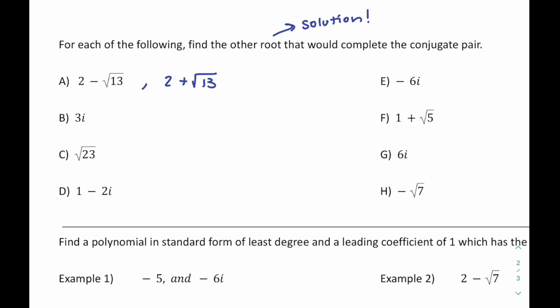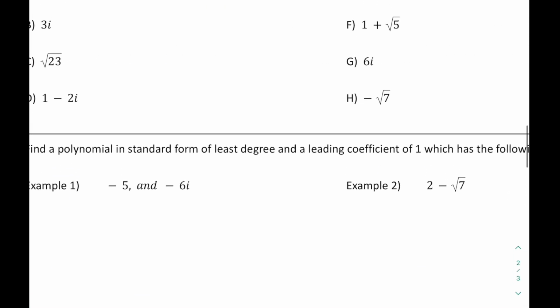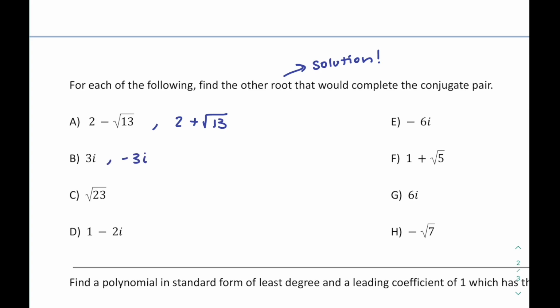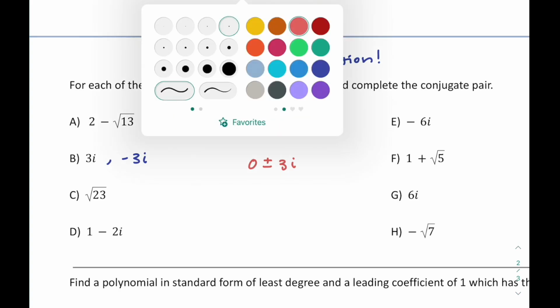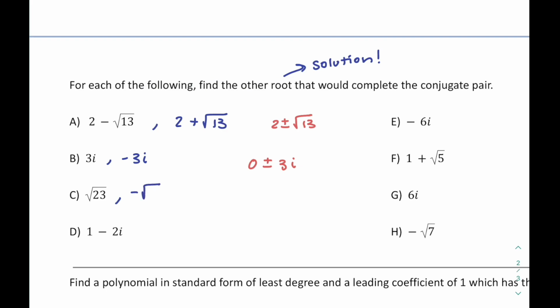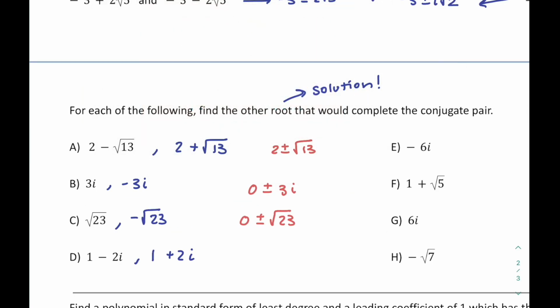On the next one, to get 3i as a solution, you would have had to have 0 plus or minus 3i. So since we have positive 3i, we end up with negative 3i as the other solution. I'm just writing it out again. I really want you to imagine what that looks like at the end of the quadratic formula, because that makes conjugates much, much easier. If I ended up with the square root of 23, that would have been 0 plus or minus the square root of 23, so we're missing the negative part. There it is again. And then to get 1 minus 2i as a solution, that would have been 1 plus or minus 2i at the end of the quadratic formula, so we are missing 1 plus 2i, which again, I am writing in pink very diligently.